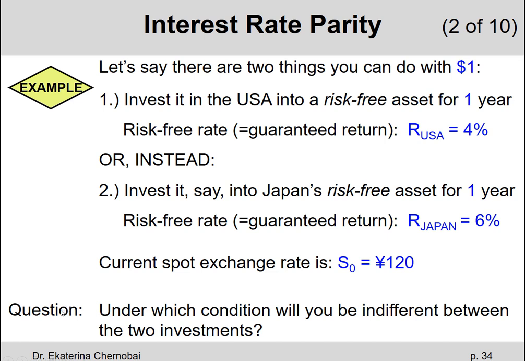The question in this problem is, under which condition will you be indifferent between the two investments? Okay, so the question may sound very vague and kind of unclear what needs to be done. So let's dig a bit deeper and do some math. How much are we going to have from today's $1 after 1 year?